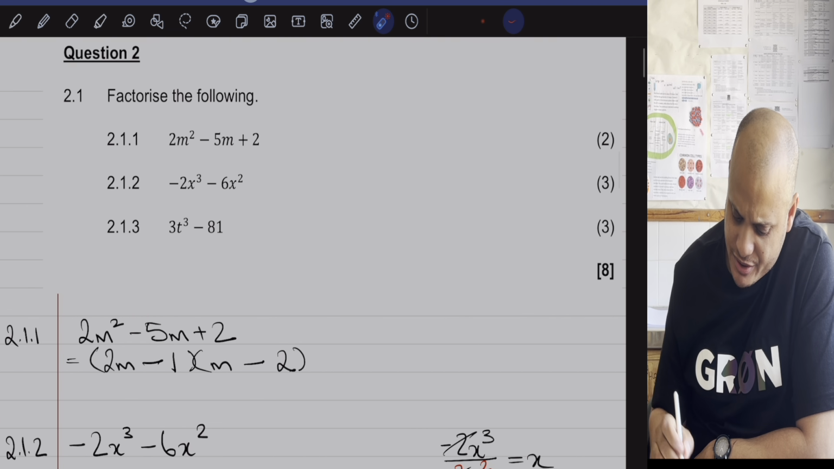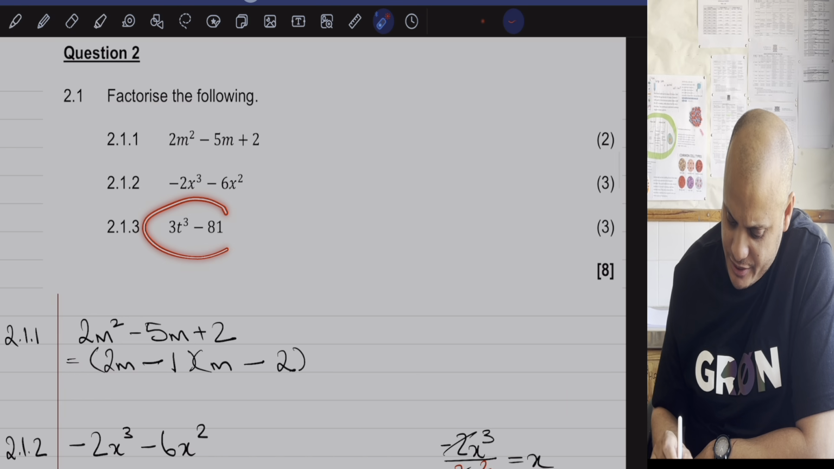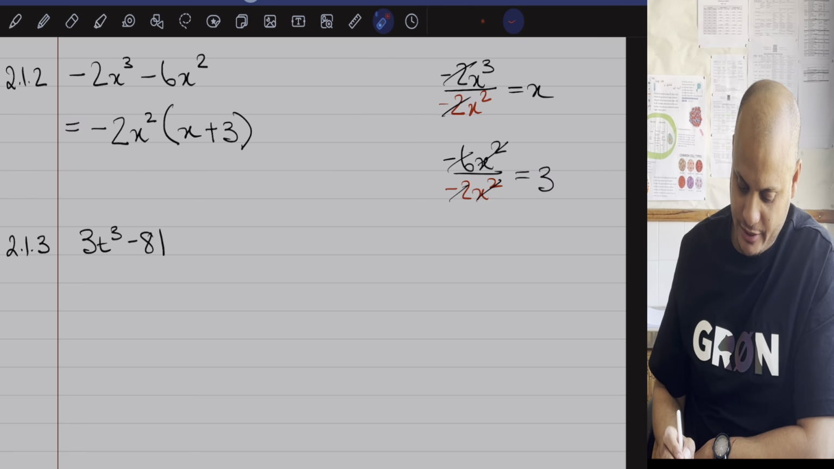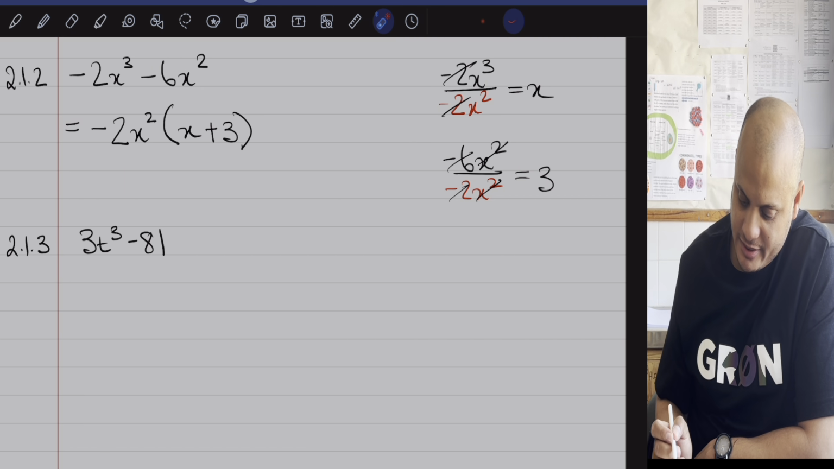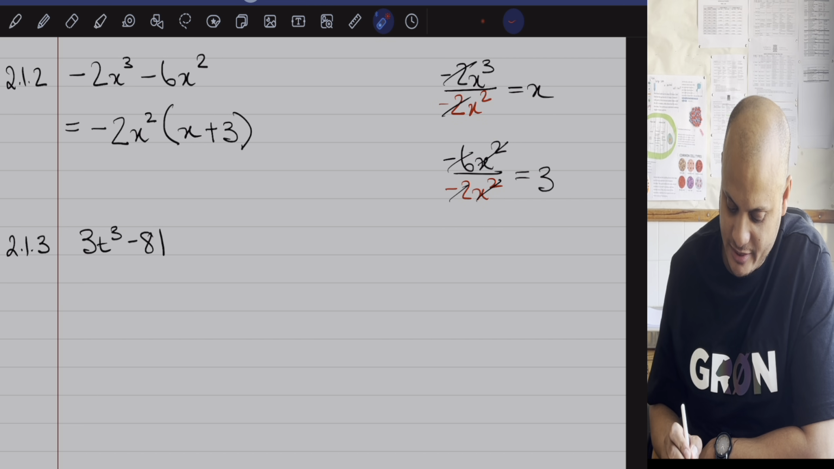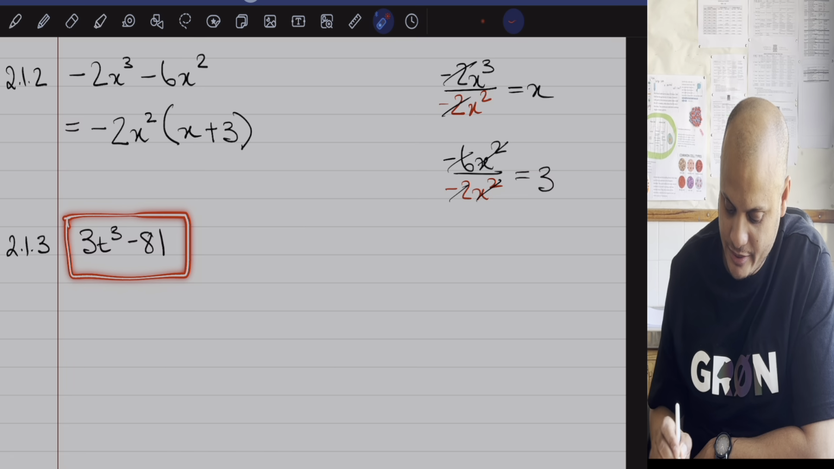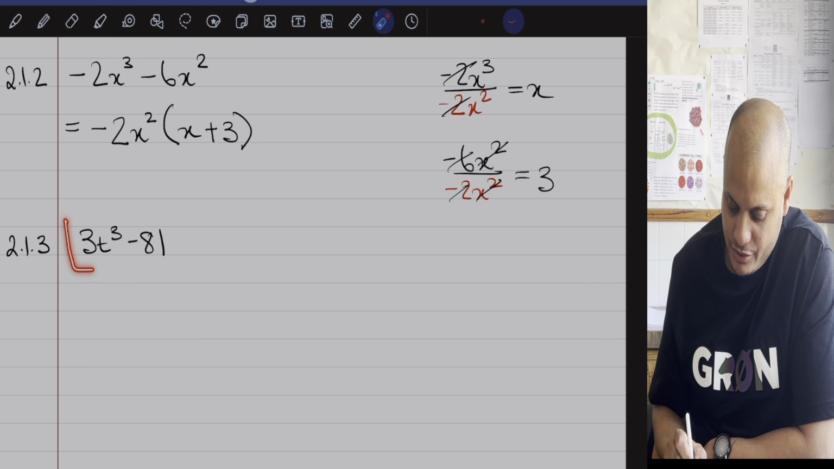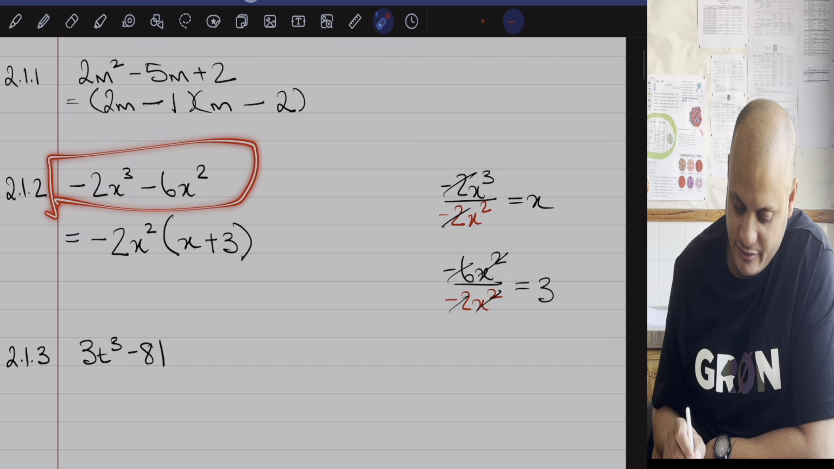2.1.3, we are still busy factorizing. We need to factorize 3t to the power of 3 minus 81. And here we have 3t to the power of 3 minus 81. We are going to factorize this again by following our rules, meaning, can we take out a highest common factor? That is the first thing that we should try to do. And once again, simply following the rules will ensure that you do not make unnecessary mistakes when it comes to these types of problems, meaning factorization.